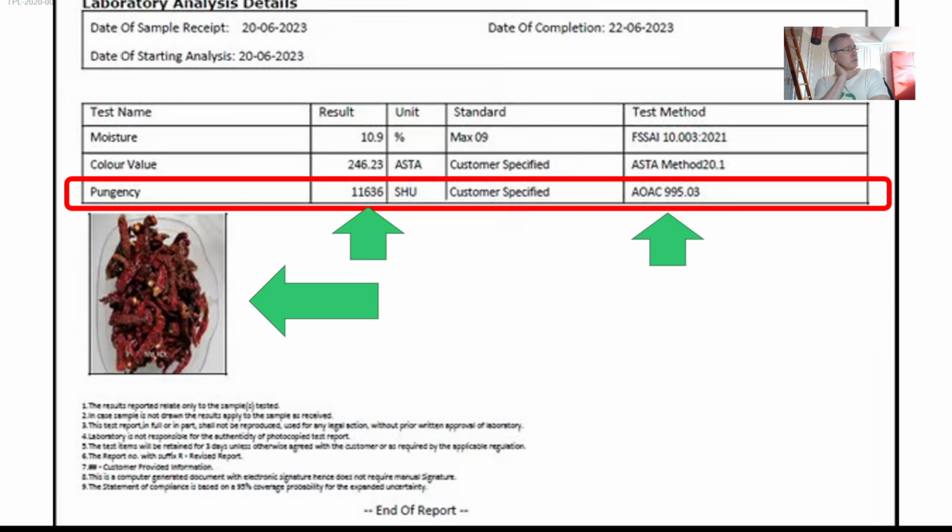There was a guy on YouTube I saw who was sending samples out for analysis, and his certificates of analysis were coming back at like 66,000 Scoville heat units. And I'm thinking, really? Exactly 66,000 Scoville heat units? I was like, no, come on.